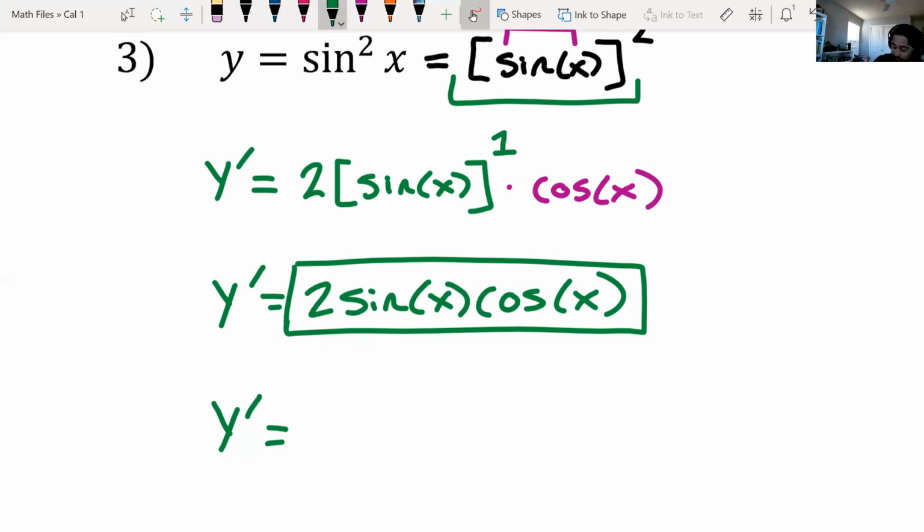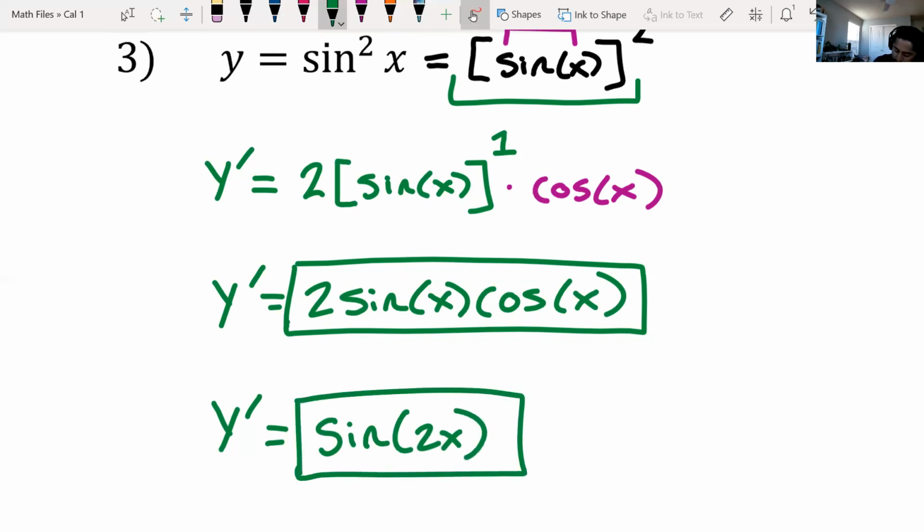So 2 sine x cosine x is the same as sine 2x. So 2 sine cosine is the double angle formula or identity for sine 2x. All right, not bad. Everybody good? When we put these in our homework or test, will it take both answers? Yeah, it'll take both.